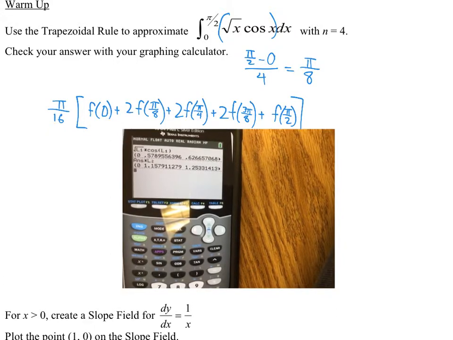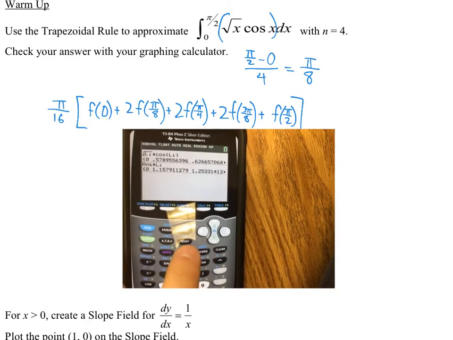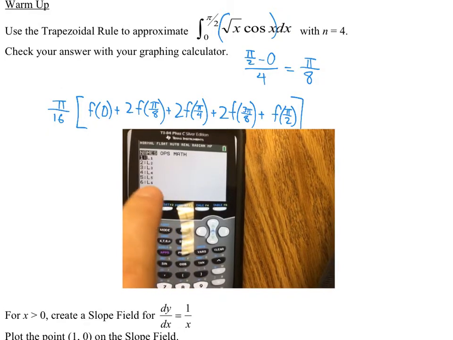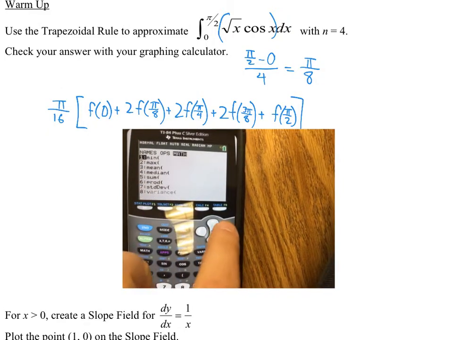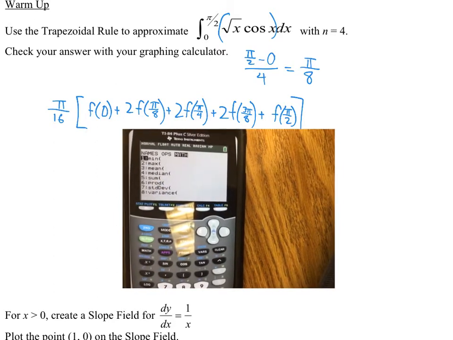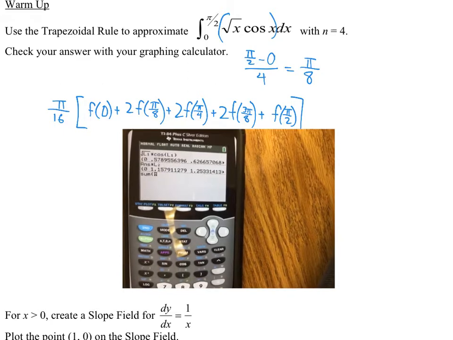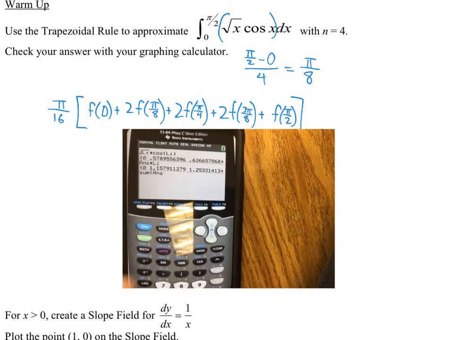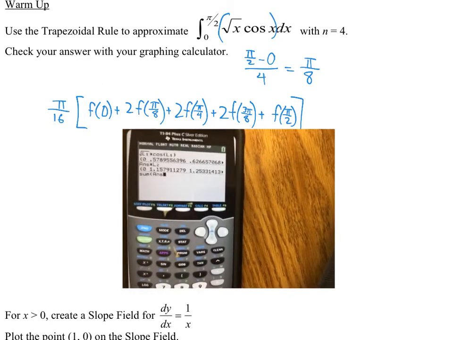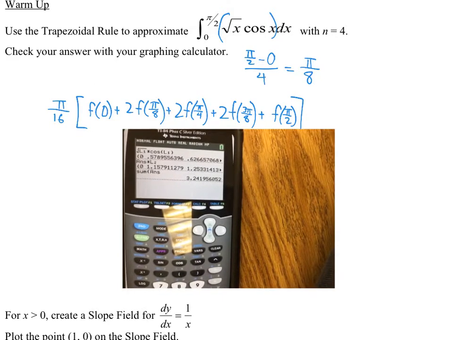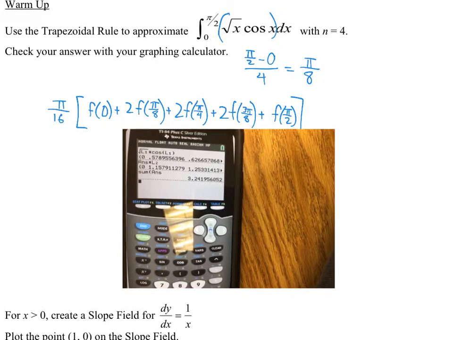I need to add them all up, okay? Right here above stat you see list. So second list, we go over to math, and number 5 is the sum. So I do the sum of the previous answer, second negative sign is answer, which is equal to 3.241956 and so on.